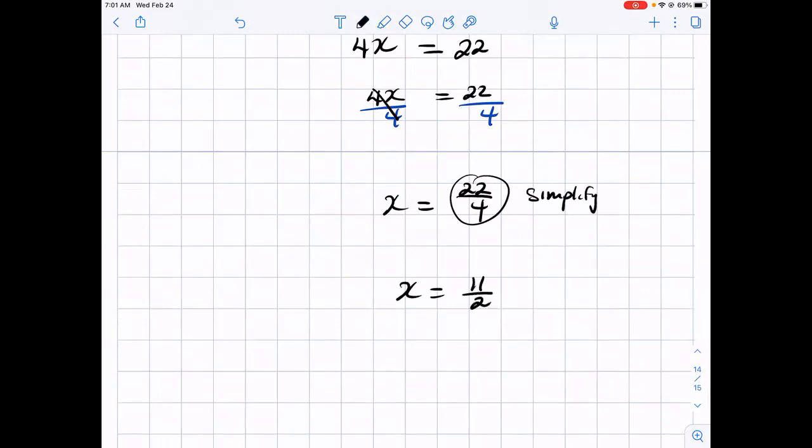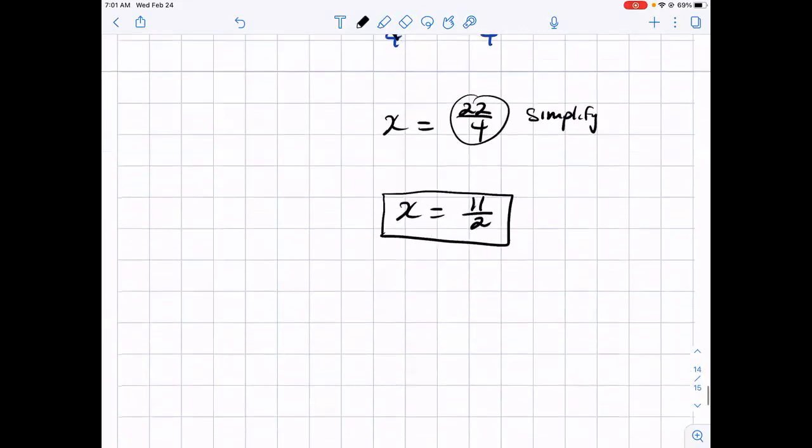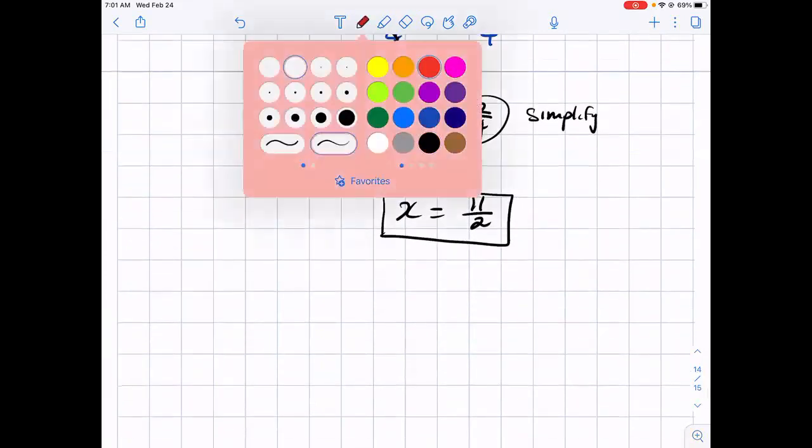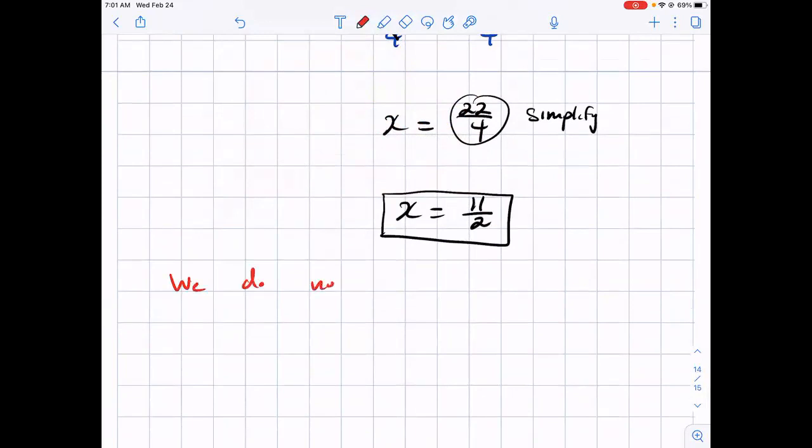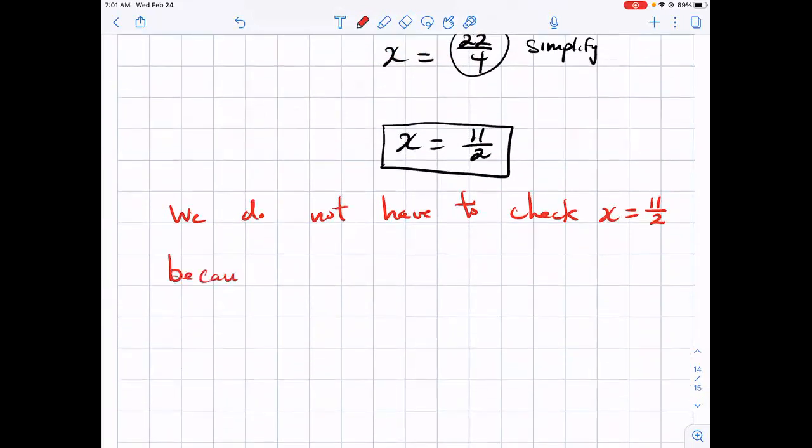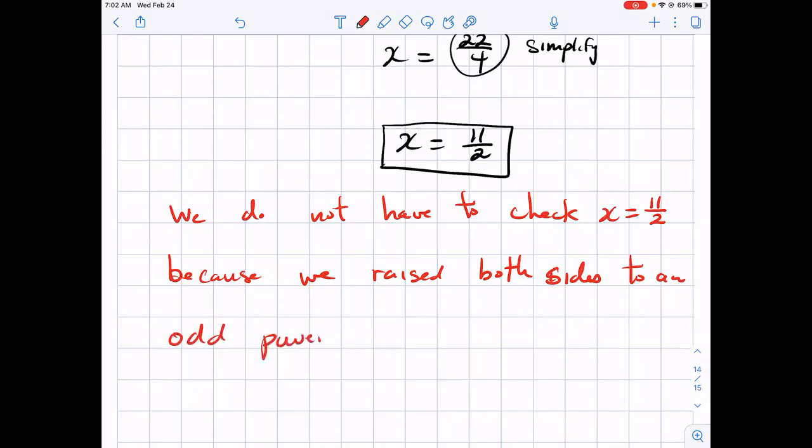Now, you can check this also, but we do not have to check x equals 11 over 2 because we raised both sides to an odd power.